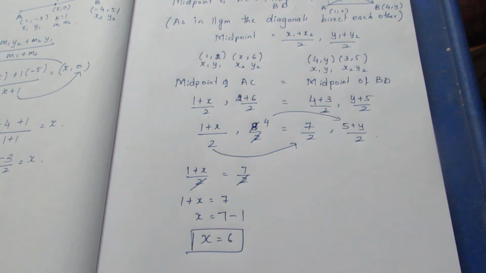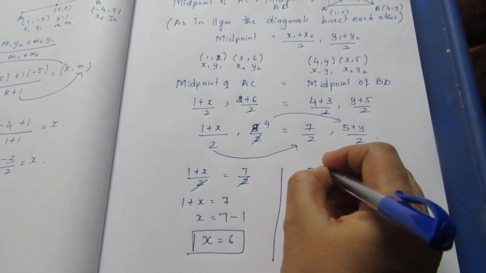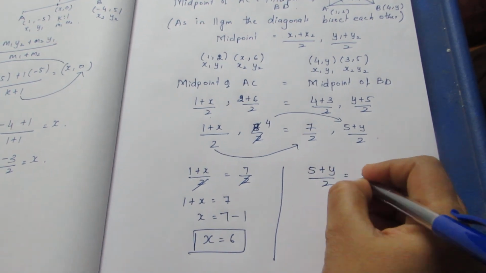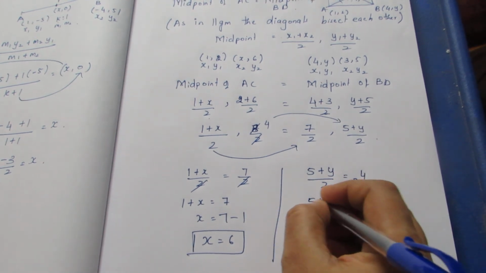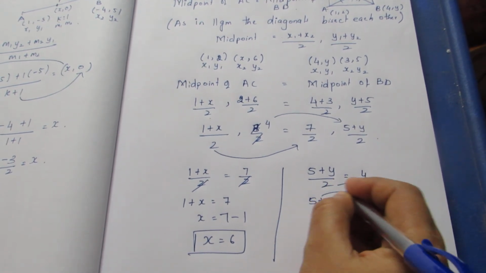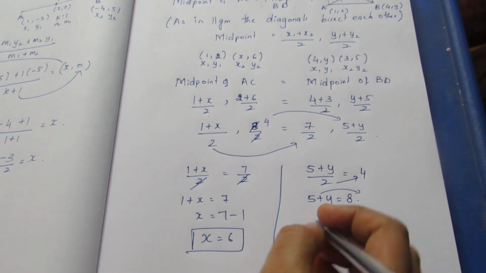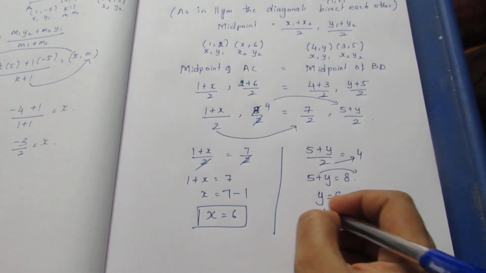The same way, when I equate the second one, 5 plus y by 2 is equal to 8 by 2, or 4. When I bring 2 to this side, it comes as multiply because it is in divide. So it becomes 8. Bring 5 to this side. To find the variable, bring everything to the other side. So y is equal to 8 minus 5 and y will be equal to 3.